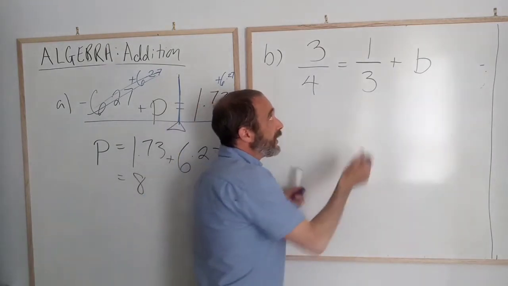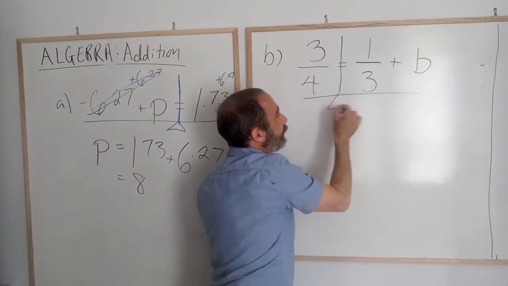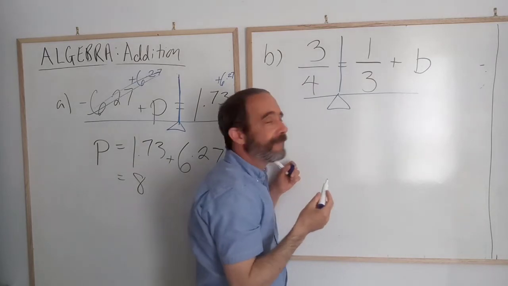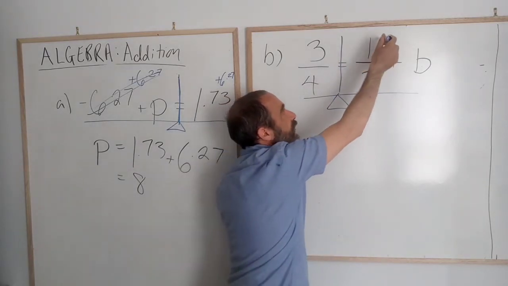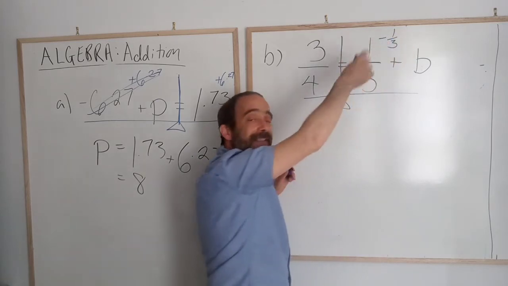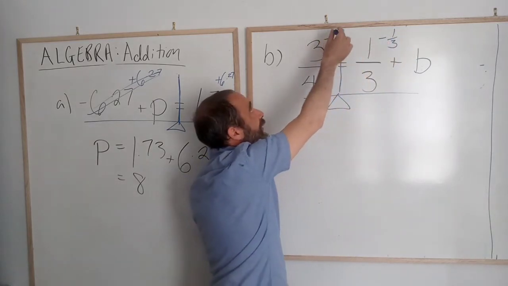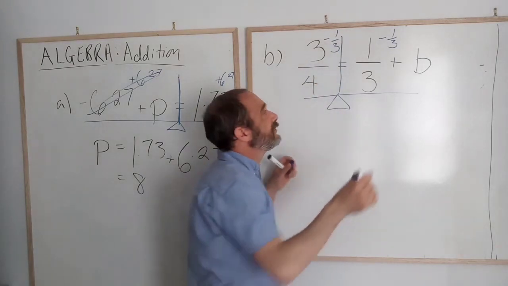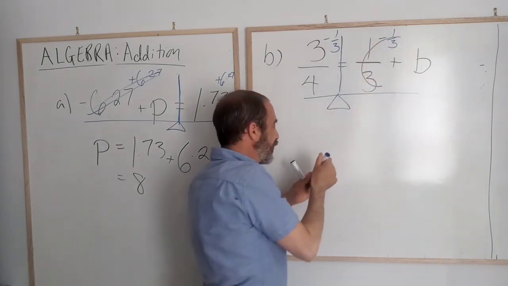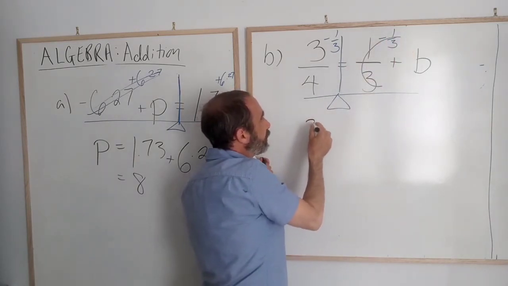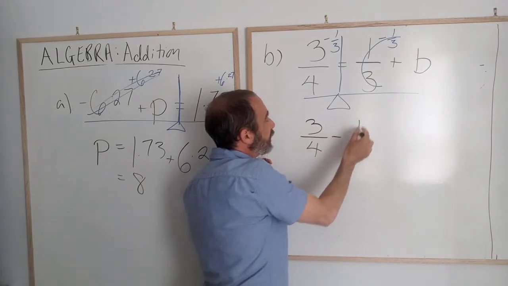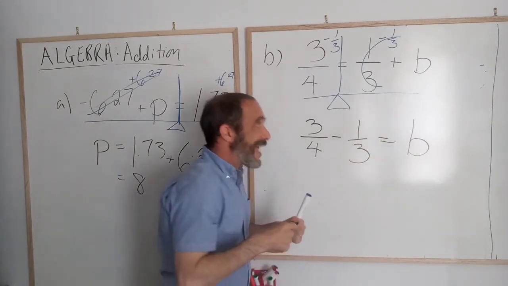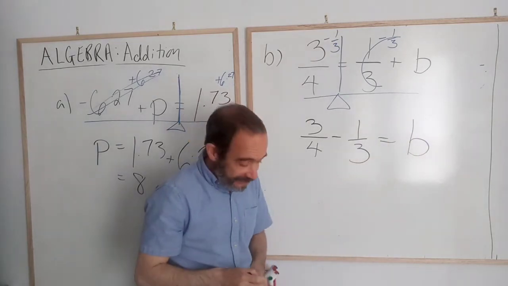I'm looking to solve for b, right? So I want to get b by itself. Who has to go? That plus 1/3 has to go, right? To get rid of a positive 1/3, we're going to subtract 1/3. If I subtract 1/3 from that side, I also must subtract 1/3 from this side. I like to then cancel what I can and then rewrite. So when I rewrite, I have 3/4 minus 1/3 equals b.